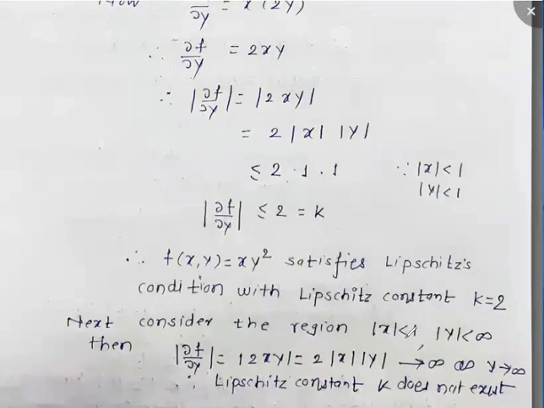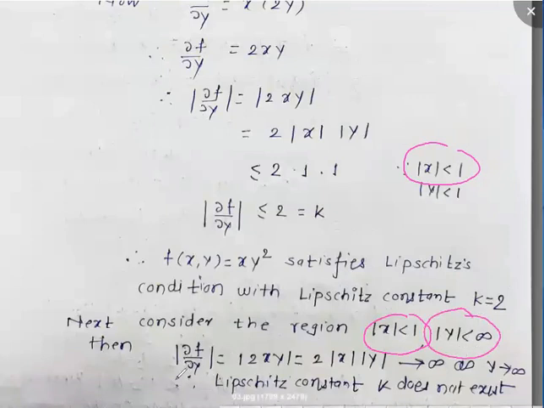Now next consider the region, same mod x less than 1, but now y can be any value in between minus infinity and plus infinity. So again, what is the partial derivative of f with respect to y? It is 2xy. So the modulus of this partial derivative is mod of 2xy. Here 2 is constant, so it is mod x into mod y.